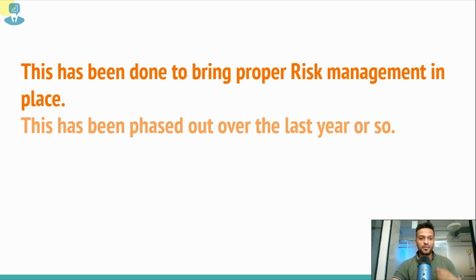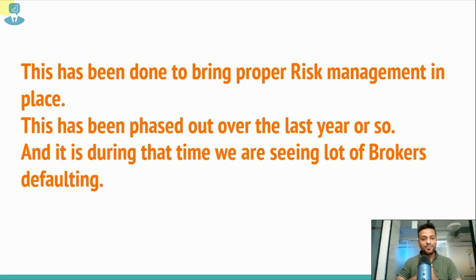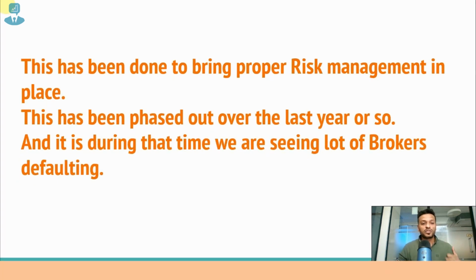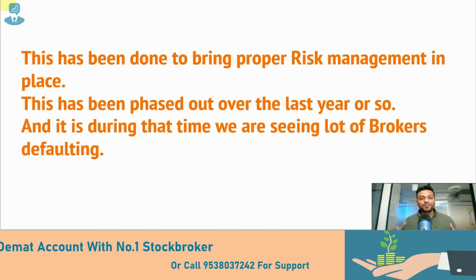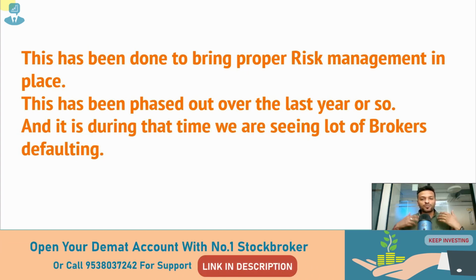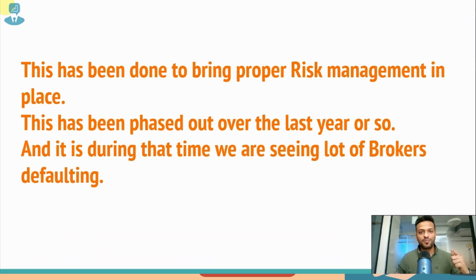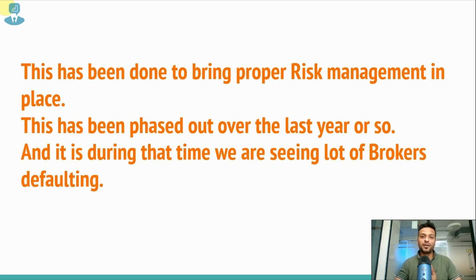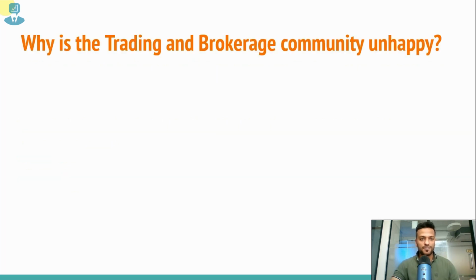And the best part about this is that SEBI has not instantly put in these margin rules. They have been done in a phased manner. So people have been made to get used to this new rule change, which is how these rules have been implemented in the market. And it is during this phased manner that we are seeing a lot of brokers defaulting because they have not been able to keep up with these rules. The brokers which have not been following ethical practices or which have not been able to get proper risk management in place, we have been seeing those brokers defaulting in the market. So any positive change which comes in the market always sees the defaulters and the weak parties getting out of the market.